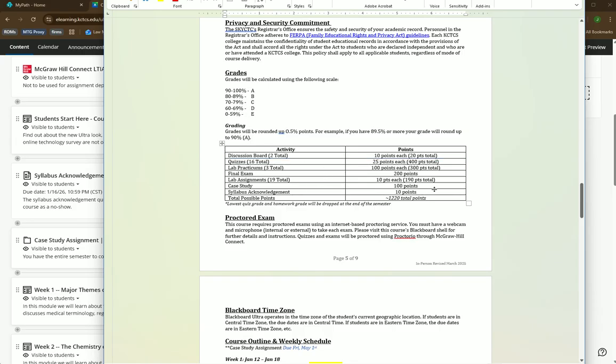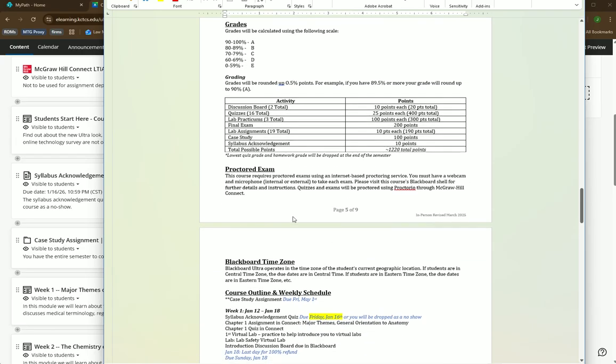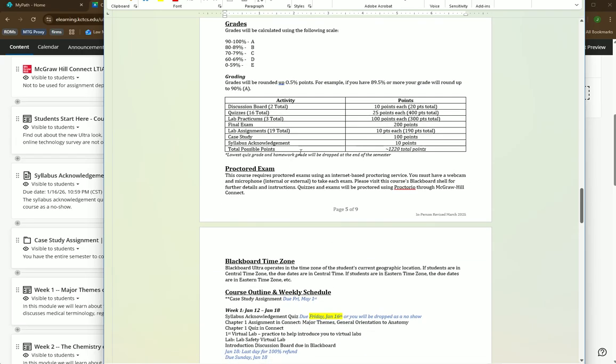There's 1 case study assignment that's due at the end of the semester. You can work on it whenever you want. You can work on it right now, but it will be due at the end of the semester, and it is 100 points, which is a nice chunk of grade there. And then syllabus acknowledgement, 10 points. Don't forget to do that. Your lowest quiz grade and lab grade will be dropped at the end of the semester. So there is that.